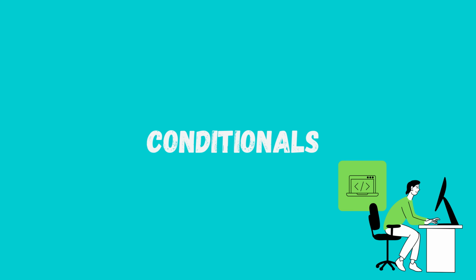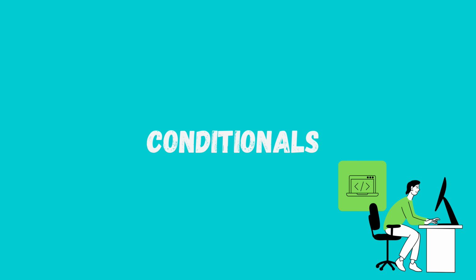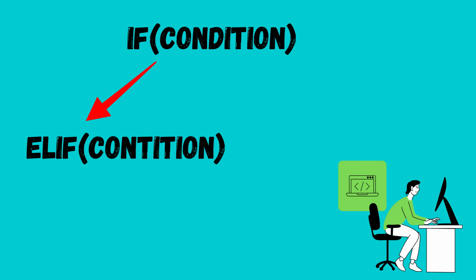Up until now, our programs have been running from top to bottom without making choices. Conditionals allow our code to ask questions and take different actions based on the answers. The structure is simple. If, check a condition. Elif, check another condition if the first was false. Else, run this if none of the above conditions were true.